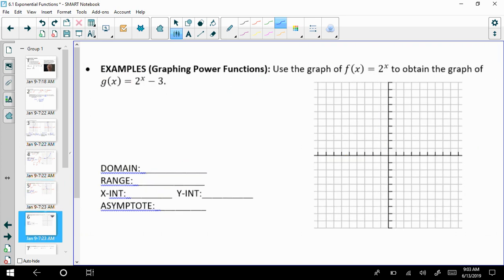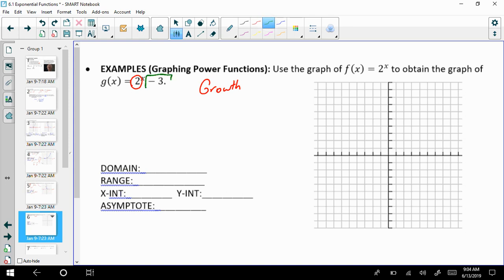Let's try the next one. Now this one's a little bit trickier. First off, is this growth or decay? We should say growth because my base number is bigger than 1. Now, we got to be careful though.